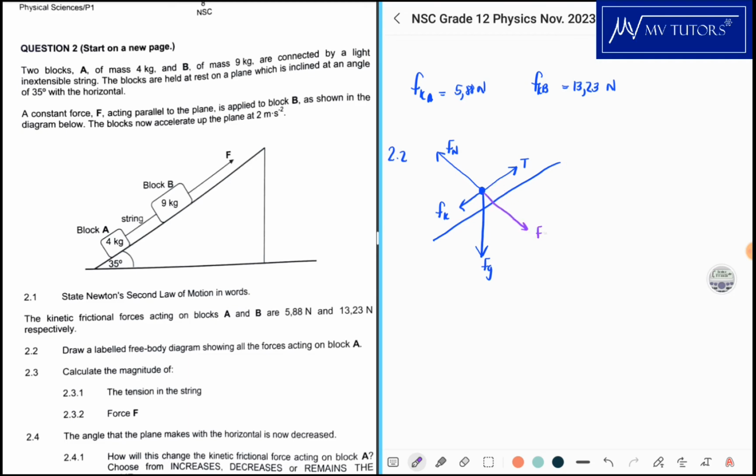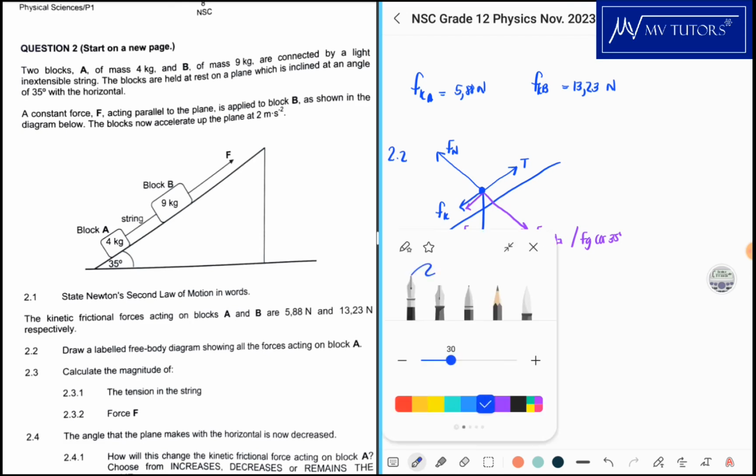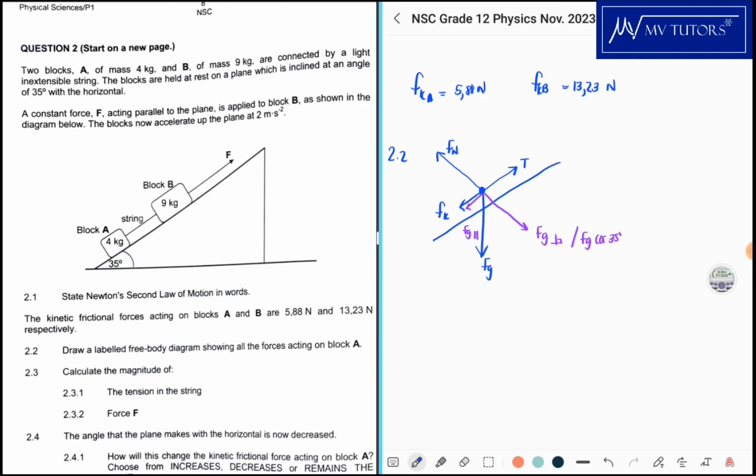Okay, so that would just be the perpendicular component, or you could have said Fg cos 35 degrees, and you would have also the horizontal component, which is just Fg parallel. I'm just going to leave it at that, or it could be Fg sine 35 degrees. Okay, but those four forces by themselves, that is pretty fine.